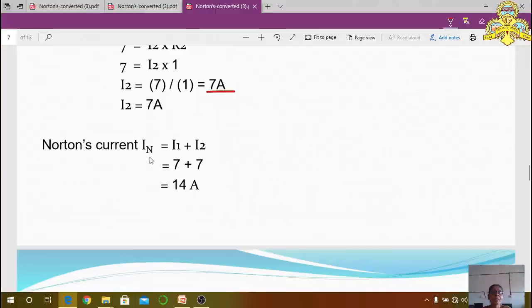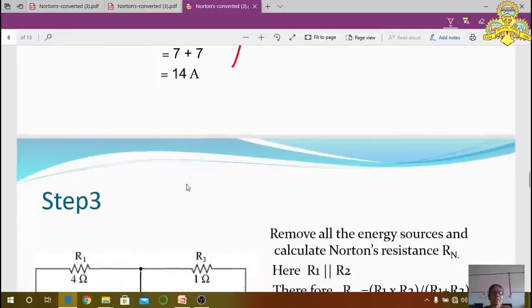Now Norton's current IN equals I1 plus I2 because both are flowing in the same direction. In this upward direction we indicate that. So I1 and I2 are flowing in the upward direction. Then it becomes 7 plus 7 equals 14 amperes. This is the Norton's current.